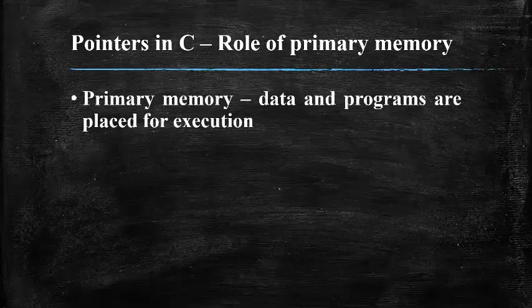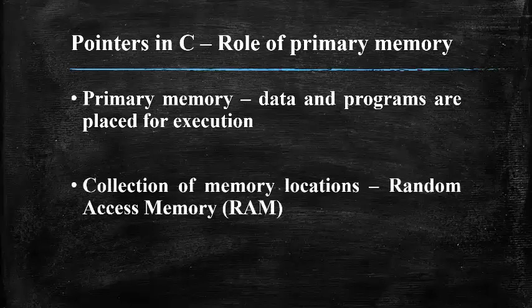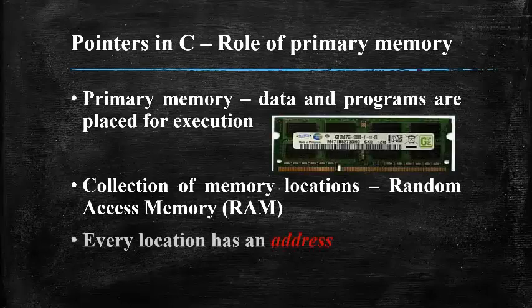Primary memory is available in your computer system and can handle different data and programs that are placed for execution. When you write a program, you have certain information that has to be processed, and that processing can be executed inside a primary memory. And always remember, your primary memory is actually a collection of memory locations. We treat it as RAM, or random access memory, which consists of a lot of memory locations. Every location is going to have an address, in order to identify where that particular information is getting stored.